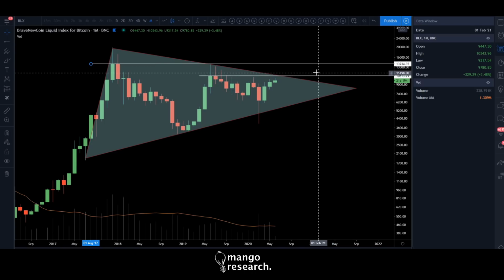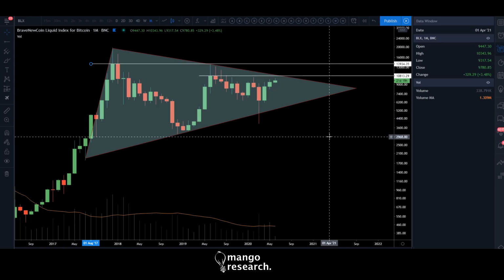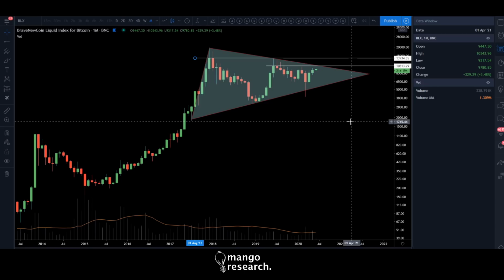A lot of confluence at 10,800, Krisha. I think there's a good picture, at least in terms of patterns. If you just look at that symmetrical triangle and you kind of zoom out, now suddenly it's looking like one big bull flag, right? Yep.